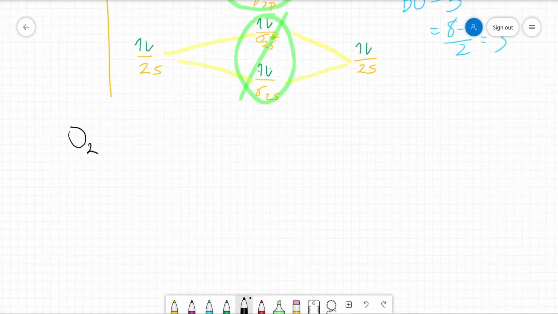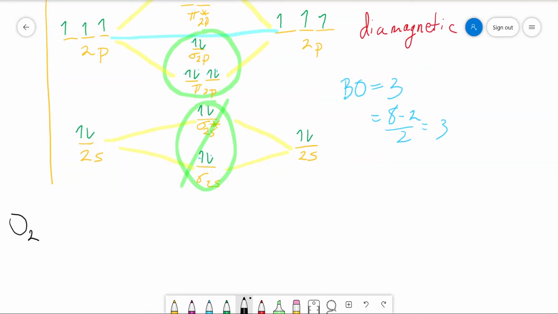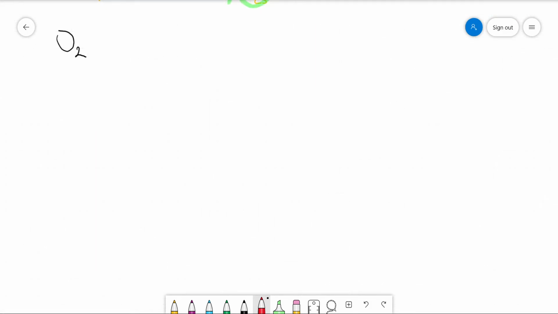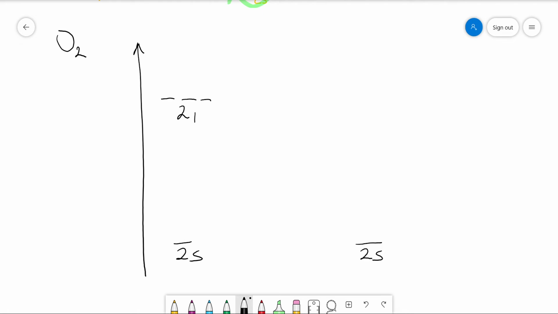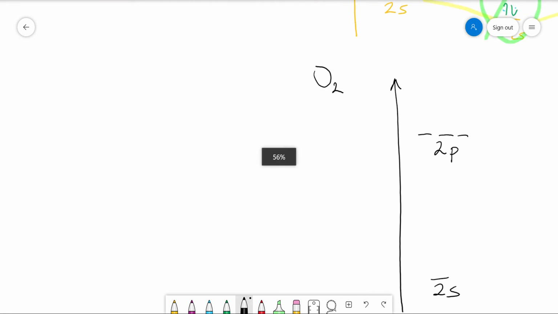O2. Oh, by the way, do the Lewis structure for nitrogen. What do you see? Triple bond. Okay, bond order 3. Not a coincidence. Oxygen, we have 2s, 2p. I'm sorry, that was 2s and 2s, and then we have 2p up here.